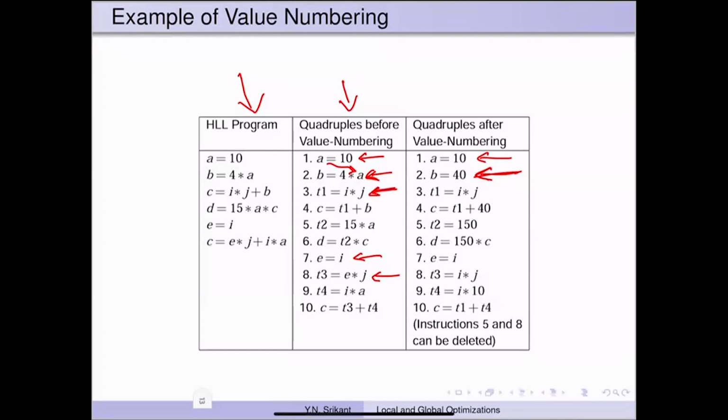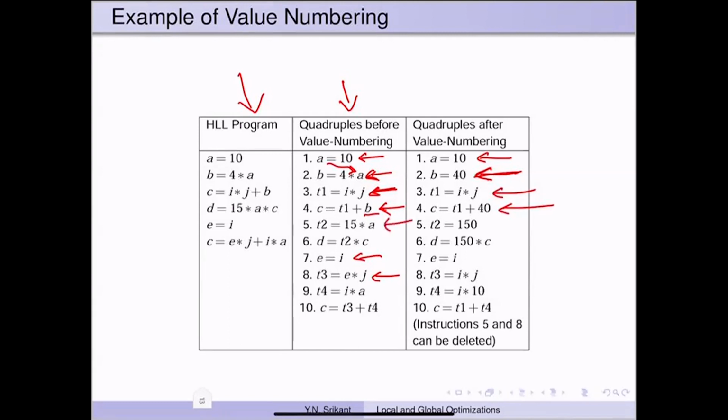Now T1 equal to I star j is entered into the hash table, and T1 gets a value number. Then comes C equal to T1 plus B. So T1 is searched in the hash table. Well, it is present, no problem. Its value number can be extracted. Then B can be searched in the name table, and that has a value 40. So the quadruple T1 plus B now becomes T1 plus 40 after constant propagation.